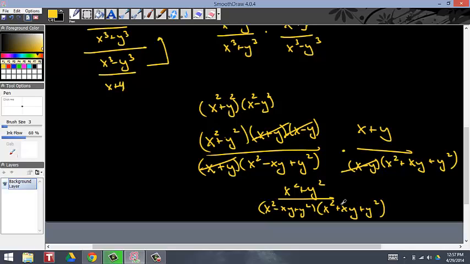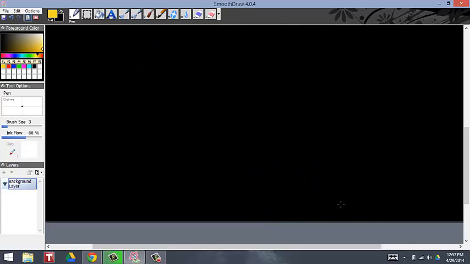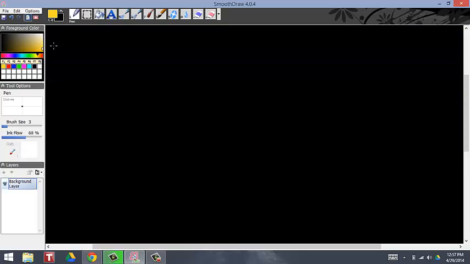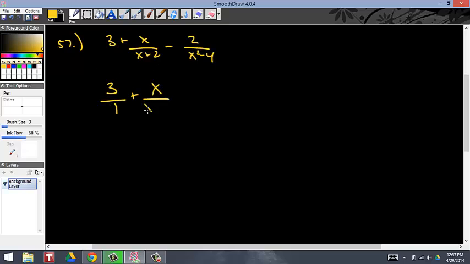All right, let's move on. This will probably be one of the last rational problems I have to do. Let's do something like 57. Okay, it's a no-brainer. I have to factor it. So 3 over 1 plus x over x plus 2 minus 2 over x minus 2 times x plus 2.